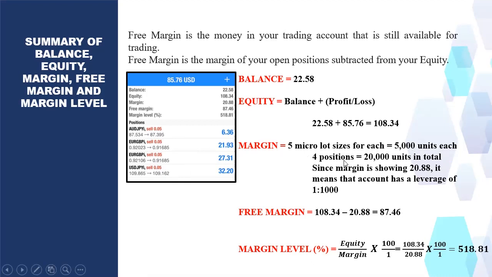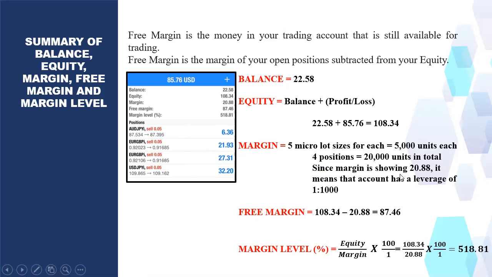So he opened 4 positions. That would mean the person is buying a total of 20,000 units, because each of these is now 5,000 units, since it's using 0.05. So that's the volume the person is buying: 20,000 units in total.